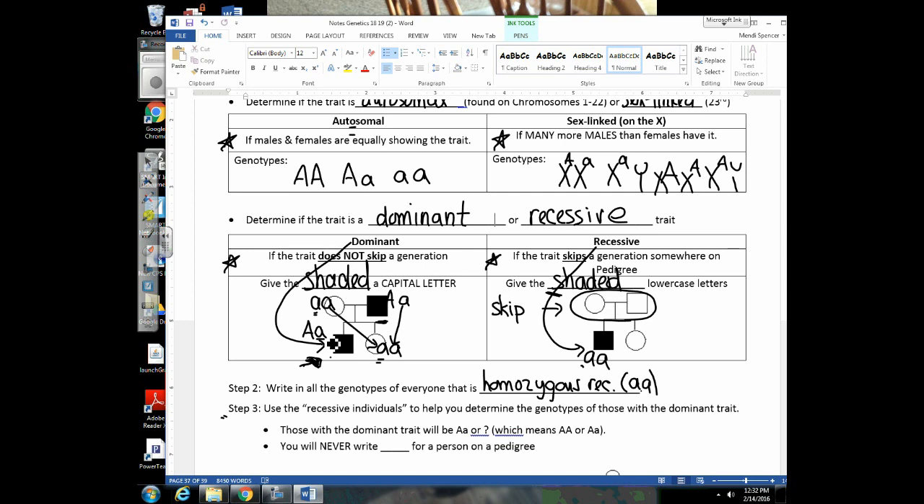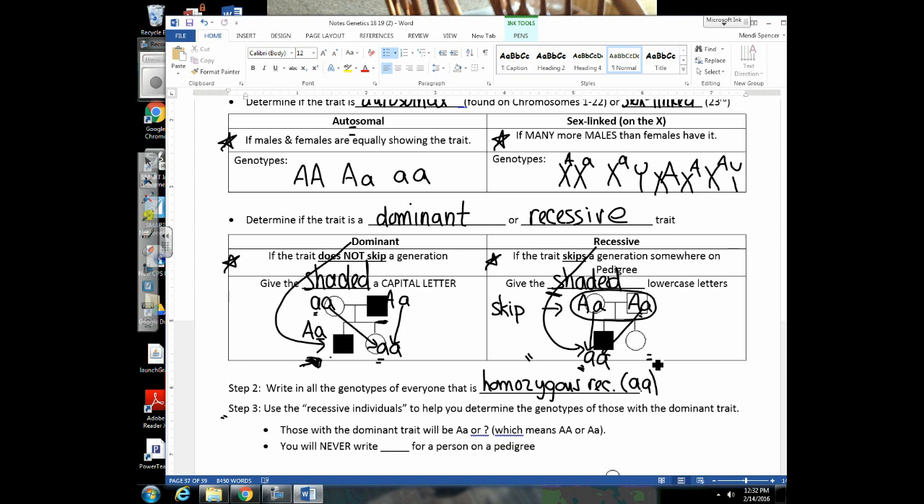Now let's do that exact same process over here in this one. Again, once you have established who the little a individuals are, use them to help you figure out the other people in the pedigree. We know that one little a had to come from mom, and her other one would be a big A, because if she was little a, she would be shaded in. And the same thing for dad. We know that he would be big A, little a, because he had to have a little a to pass on to his son.